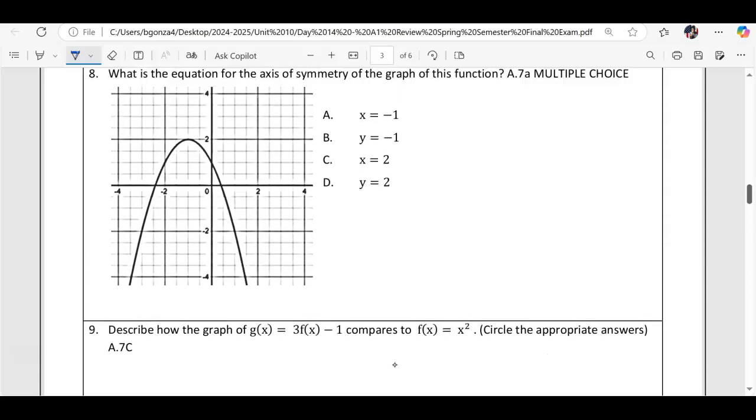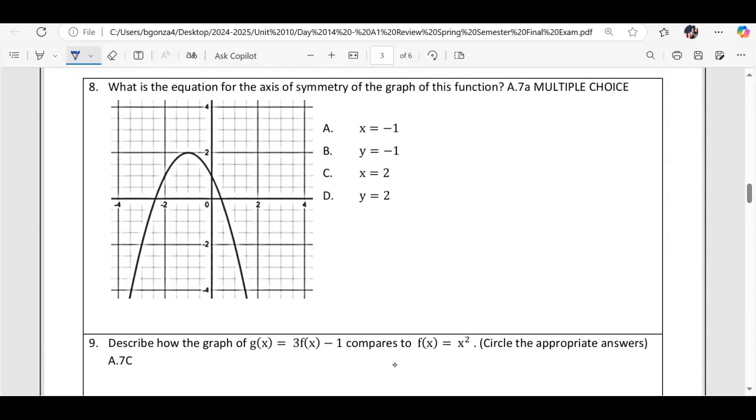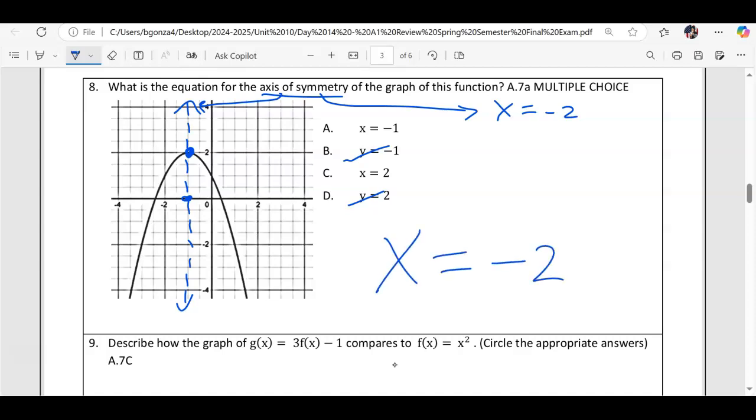All right. What's the equation of the axis of symmetry? Axis of symmetry goes through that vertex vertically, okay? And an axis of symmetry is always going to be going through the x-axis. So it's always x equals, not y equals. What x value does it go through right there? It goes through negative 2, which is not on here. So it's supposed to be x equals negative 2.